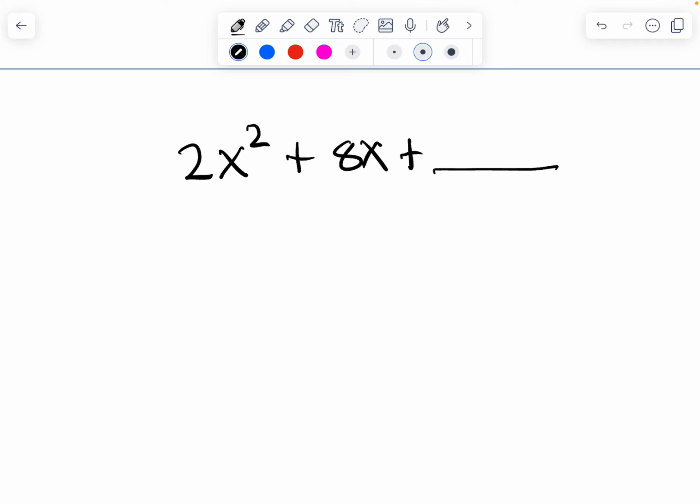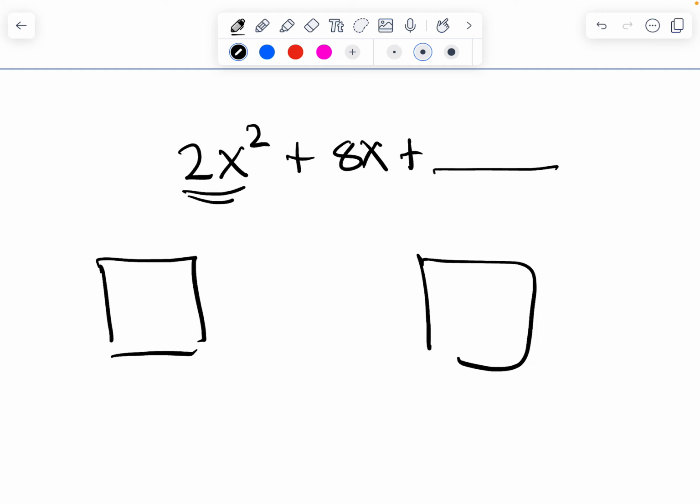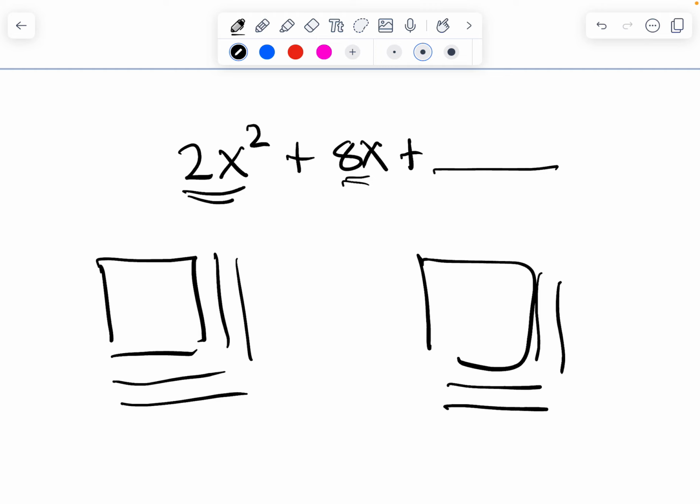I'm going to show you why this is the wrong way. What's going on here is I have two squares. 2x squared means I got two of those squares. I have 8 x's. Remember, x's are the long skinny ones. We're going to do 1, 2, 3, 4, 5, 6, 7, 8. Now, what do I need to complete these boxes? I need 1, 2, 3, 4, 5, 6, 7, 8. So the answer to this guy is actually 8.